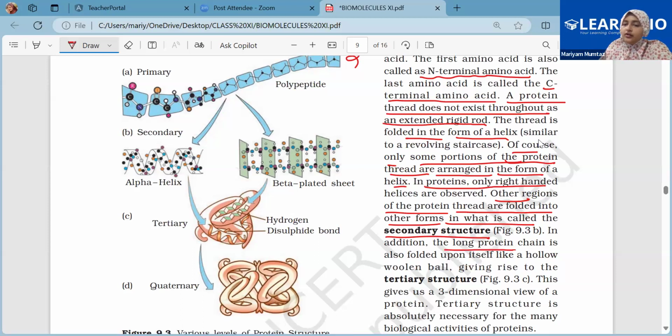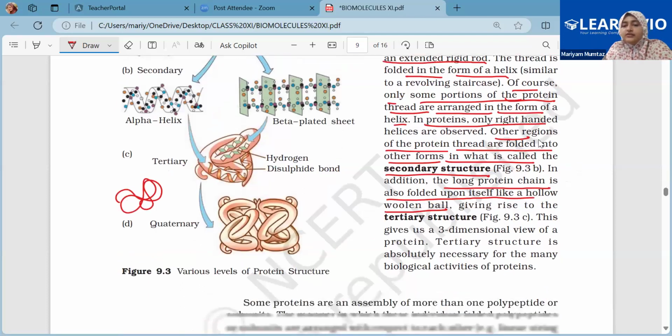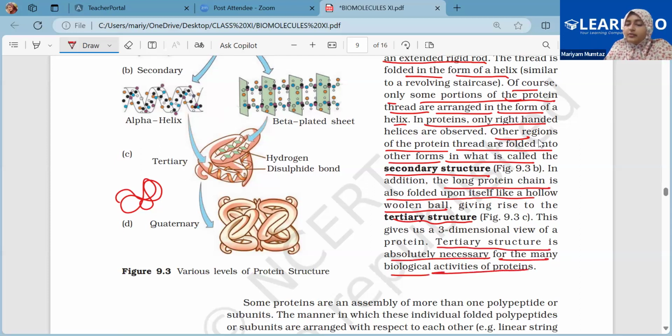In addition, the long protein chain is also folded upon itself like a hollow woolen ball, just like how proteins exist. Okay, so this is the tertiary structure. Now, this is the most important structure in the field of biology for any working of proteinaceous compound. This is a 3D view of a protein. Tertiary structure is absolutely necessary for the many biological activities of protein. Also, the tertiary structure is the structure which is found in the enzymes.